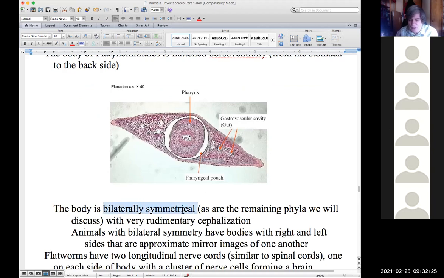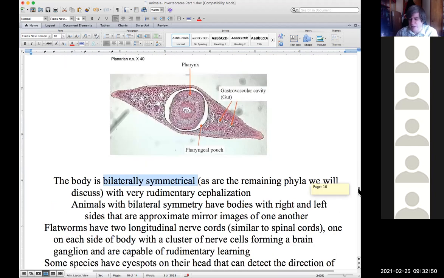Now, one of the things that we see with these organisms is they're bilaterally symmetrical. All the other groups that we're going to talk about also fit into this category. The 2 unusual groups in terms of their body symmetry are the sponges, which some people say are radially symmetrical, some people say are asymmetrical, and the cnidarians, the group that we just looked at, they have radial symmetry.